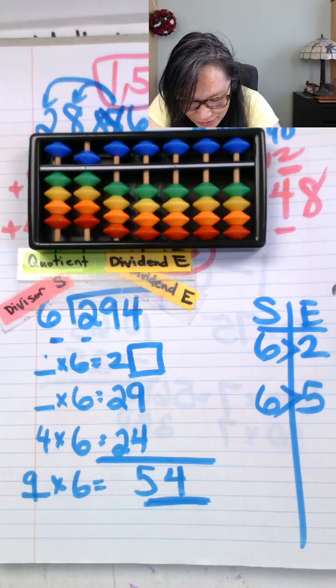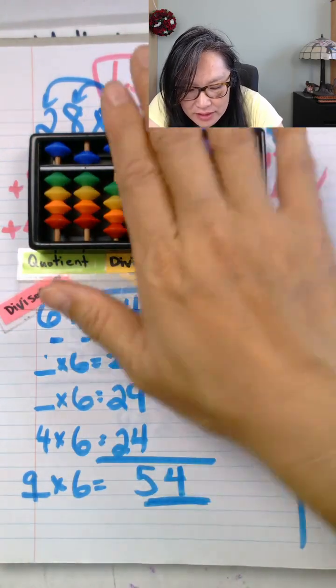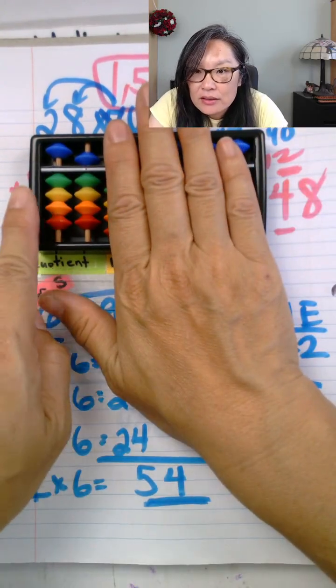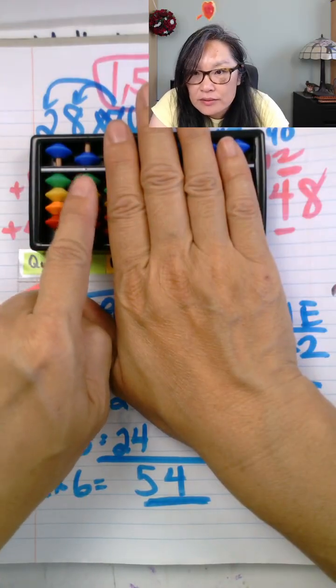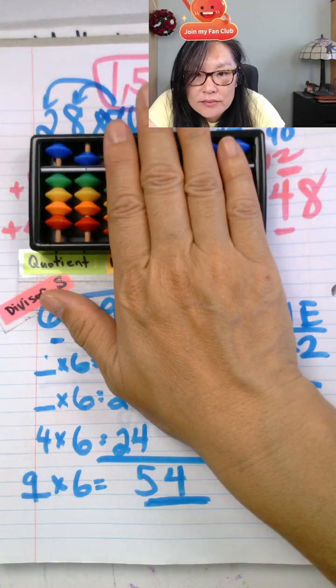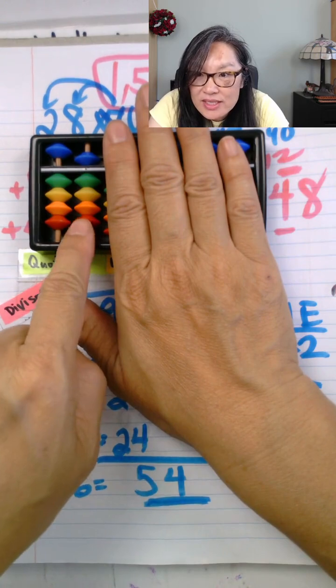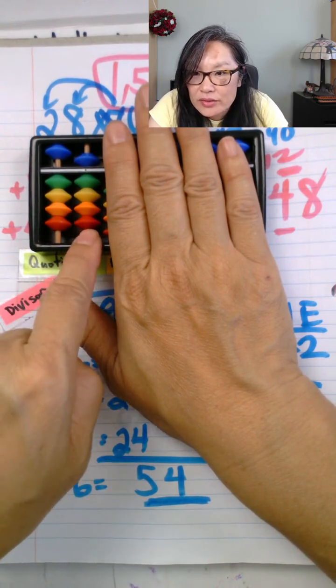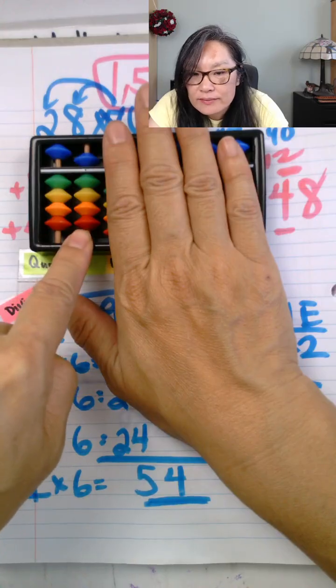Thank you so much. No, it's not. It's 49 because my ones is over here. No, the ones is here. So that's what I do. That's why it's 49.